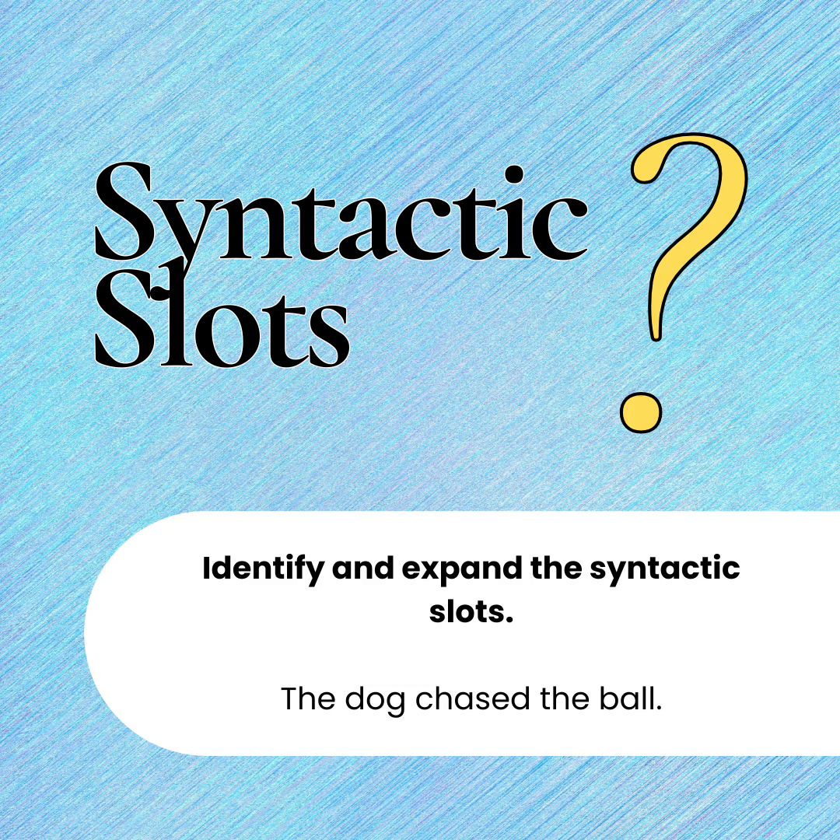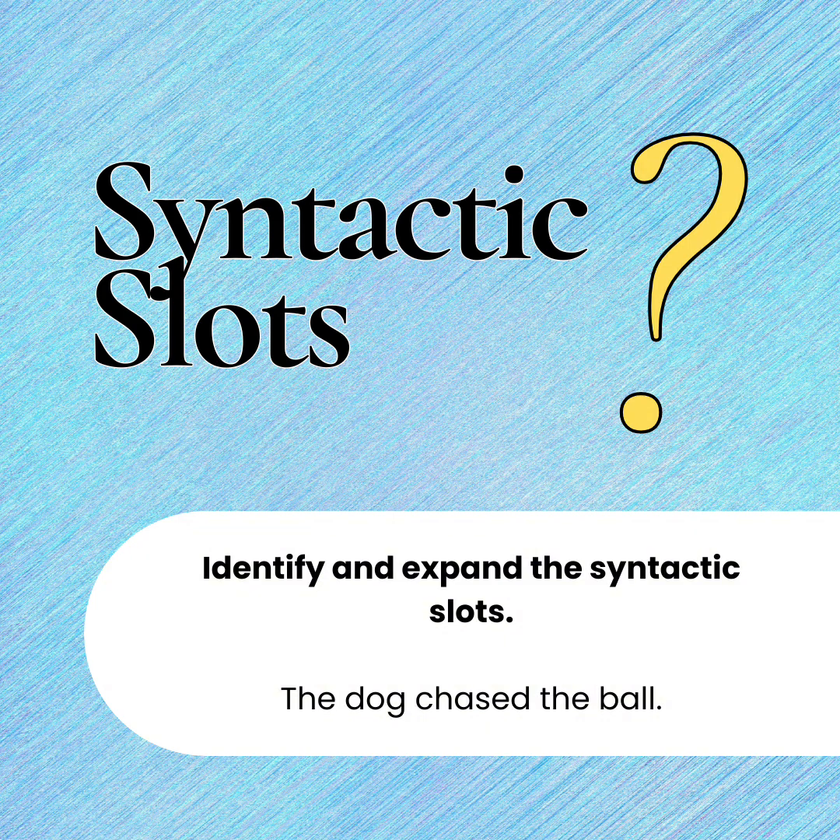Can you identify them? The first one is the subject slot, aka the dog. The second one is the verb slot, aka chased. And the third one is the object slot, which is the ball. Now that you've correctly identified the 3 syntactic slots, let's talk about expanding them.